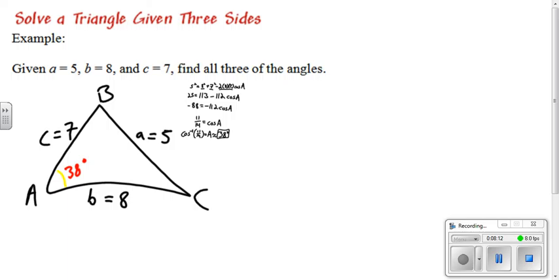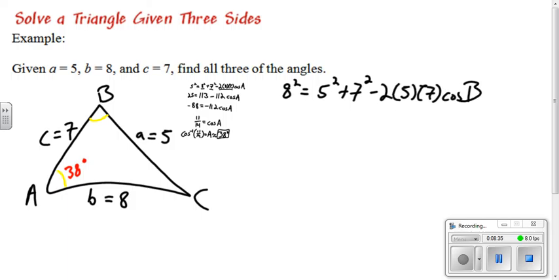So let's say we wanted to solve for B this time. Well, in this case, we'd have to start with little b squared. So 8 squared equals a squared plus c squared minus 2ac cosine of b. Same as what we did before. Again, simplifying these down, we'd get 64 equals 5 squared plus 7 squared, which is going to be 74, minus 2 times 5 times 7, which is 70, times the cosine of b.